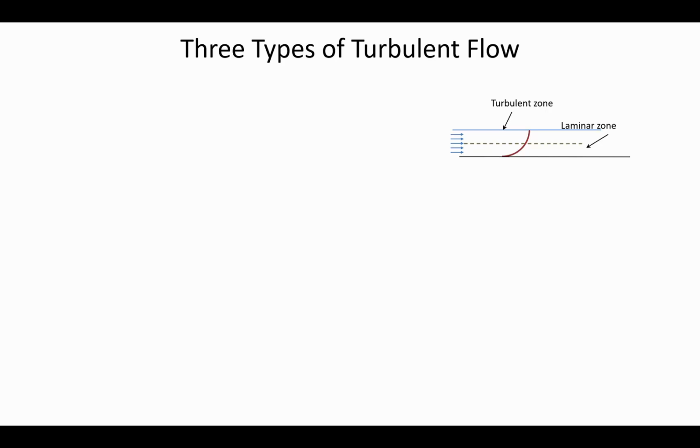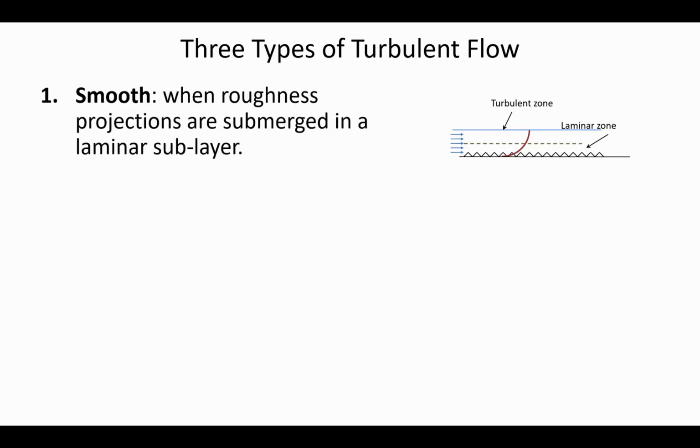Remember, we've talked about that already this semester, the idea that in general, if you have your average velocity for the flow, maybe most of the flow is turbulent, but there will be a layer down near the bottom of the channel where you have a laminar zone, a laminar sublayer. So the categories of turbulent flow are that either these roughness elements are fully contained within the laminar zone, and we call that smooth turbulent flow.